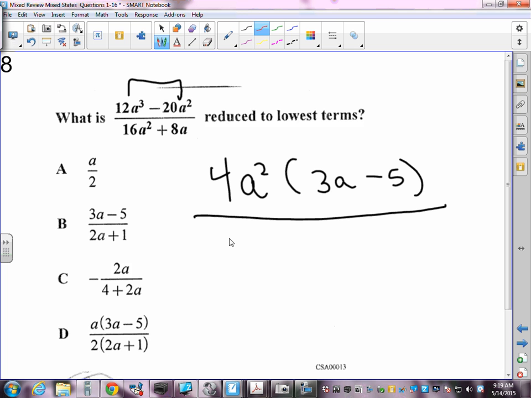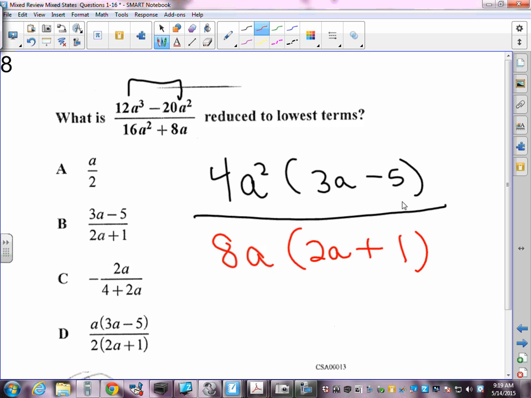4 is a greatest common factor, but is there a greater one? 8. Yeah, they have 8 in common. What about a squared and 8? Okay. And we got to think now. 8a times what is 16a squared? Gotcha. All right. And then 8a times what is positive 8a?